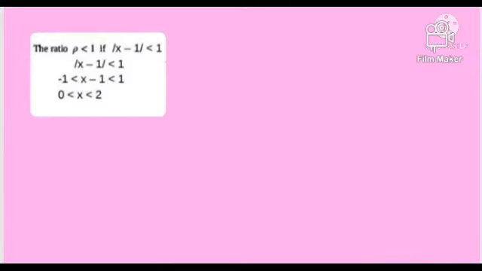Ratio rho is less than 1 if the absolute value of x minus 1 is less than 1. So, dahil less than 1 ang kasama ng ating x minus 1, ilalagay natin siya both sides. So, negative 1 less than x minus 1 is less than 1. So, yung x minus 1 natin, magiging positive siya. I-add natin siya both sides. So, siya ay magiging 0 less than x less than 2.